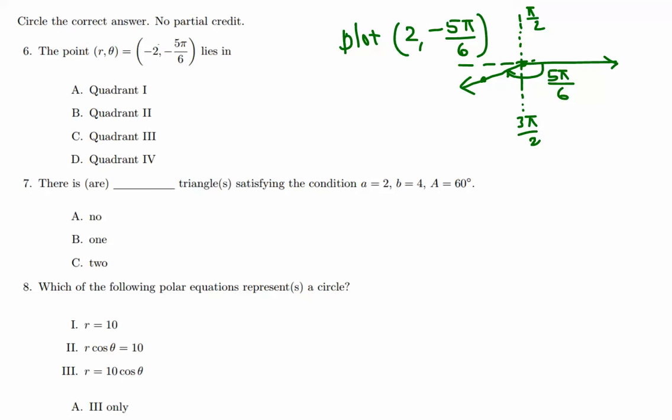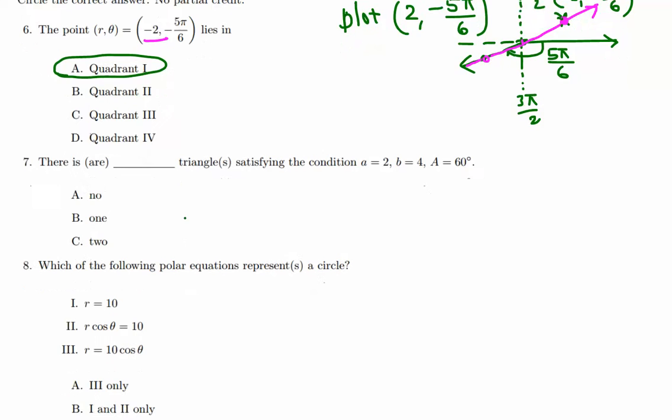Now our point is in fact -2. This negative means we have to go to the other side, not this way. So 1, 2. The final point we are looking for, (-2, -5π/6), is in the first quadrant. So the answer is quadrant 1. We just plot (2, -5π/6) and find the inverse point because r is negative.